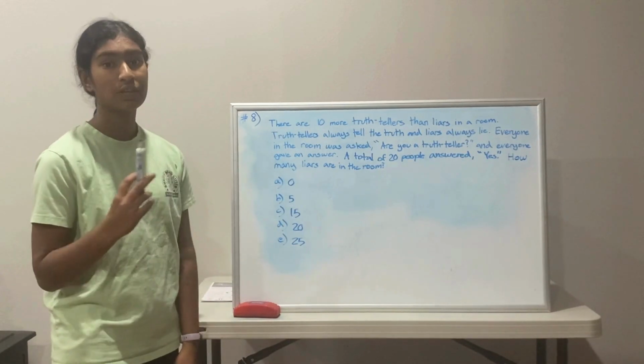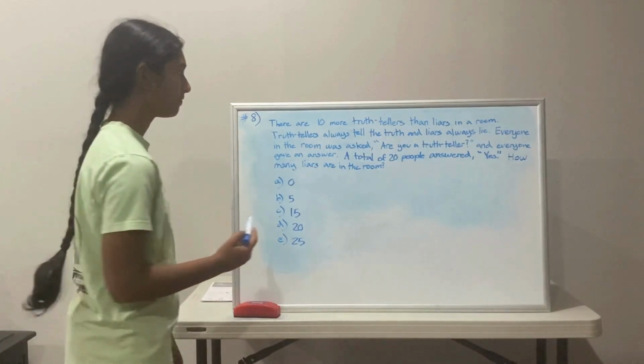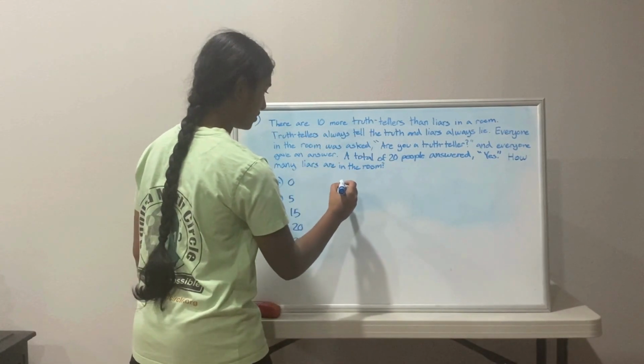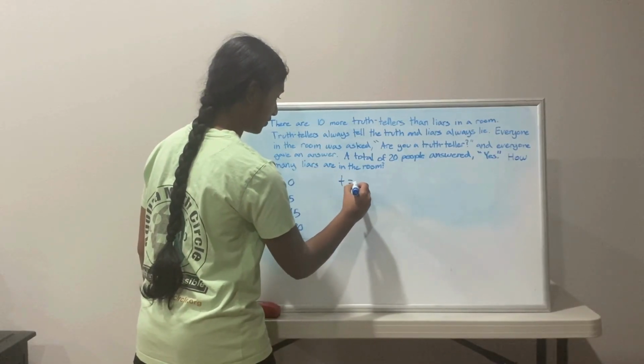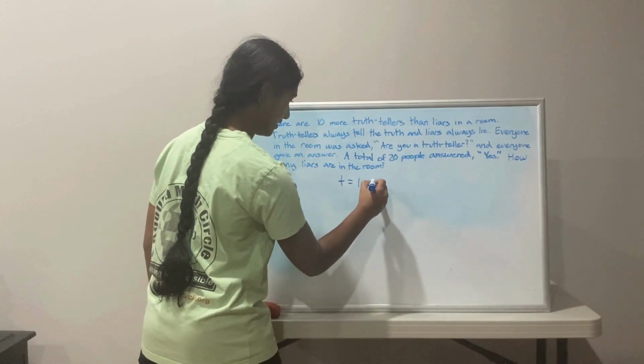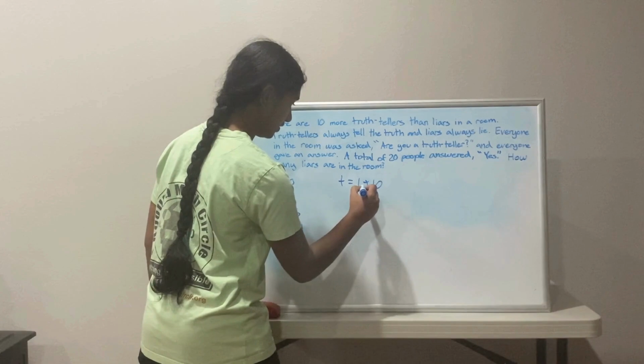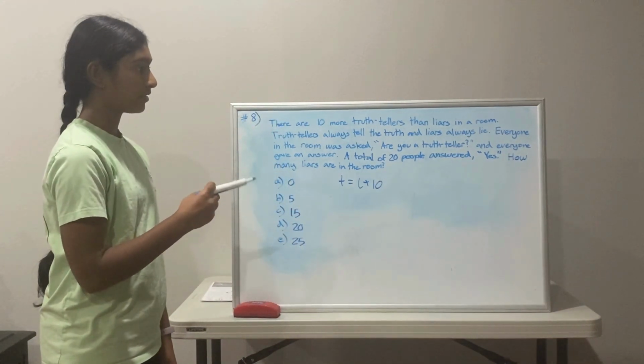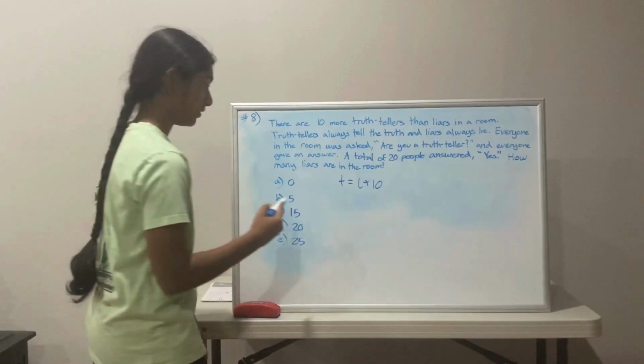So we'll call truth tellers T and liars L. We know that there are 10 more truth tellers than liars, so T equals L plus 10. That's an L, not a 1. And we know that a total of 20 people answered, so T plus L is 20.